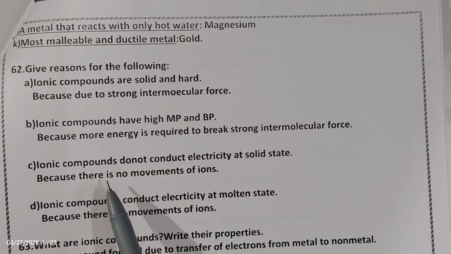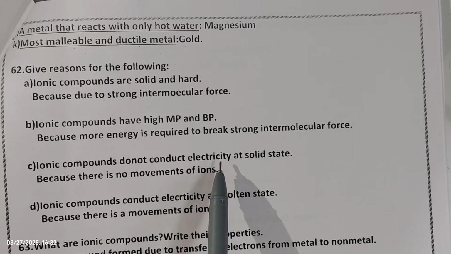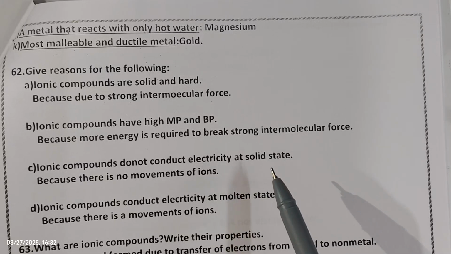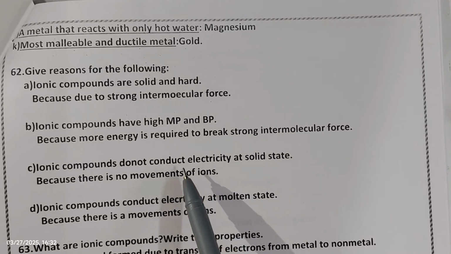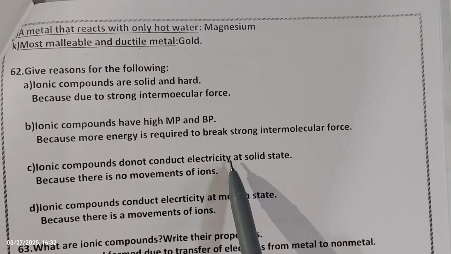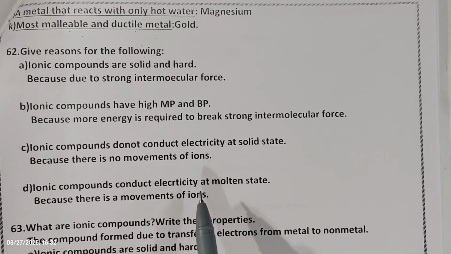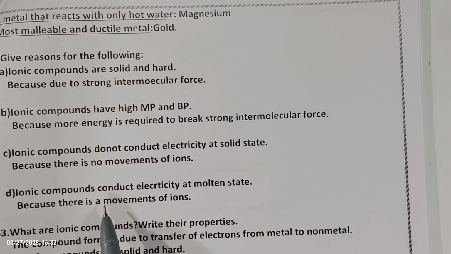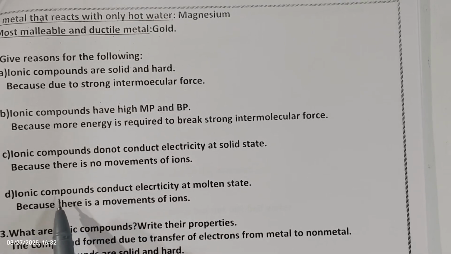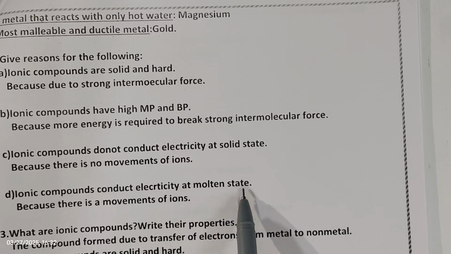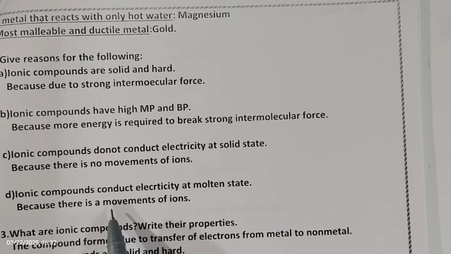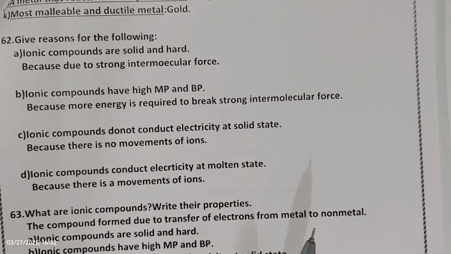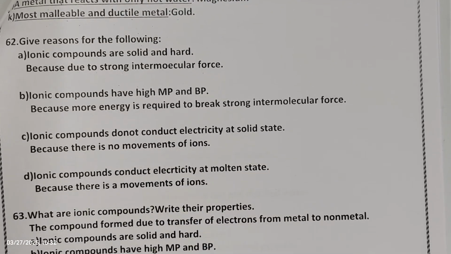The next question: ionic compounds do not conduct electricity in the solid state. The ions are not able to move in the solid state, so ionic compounds cannot conduct electricity. But when they are molten, in the liquid state, ionic compounds conduct electricity, because ions can move freely in the molten state rather than the solid state. These are the give-reason questions.